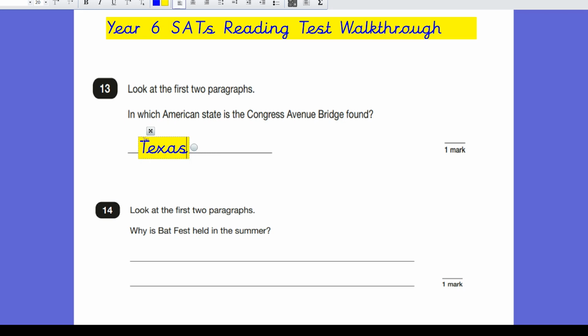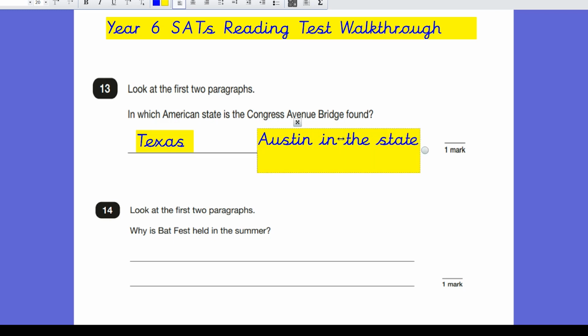However, a lot of children would have written Austin. Now that's okay as long as they would have written Austin in the state of Texas. They could have written Austin in the state of Texas and still got it correct. But if they just wrote Austin, they wouldn't.